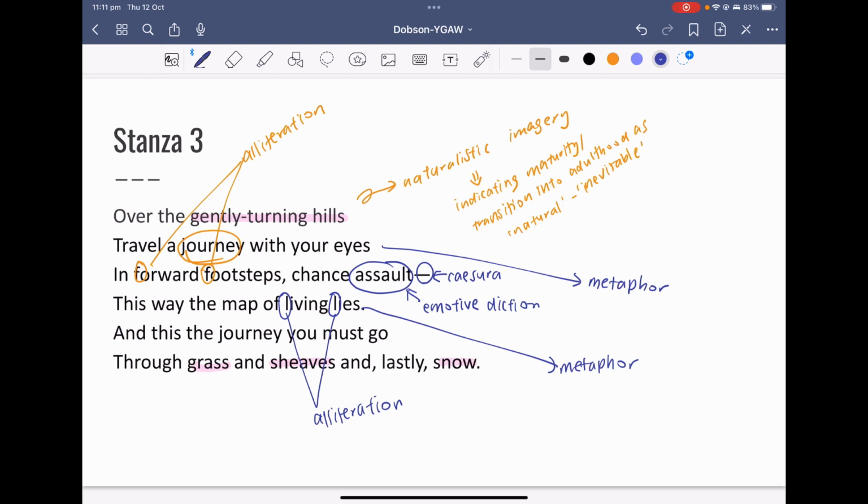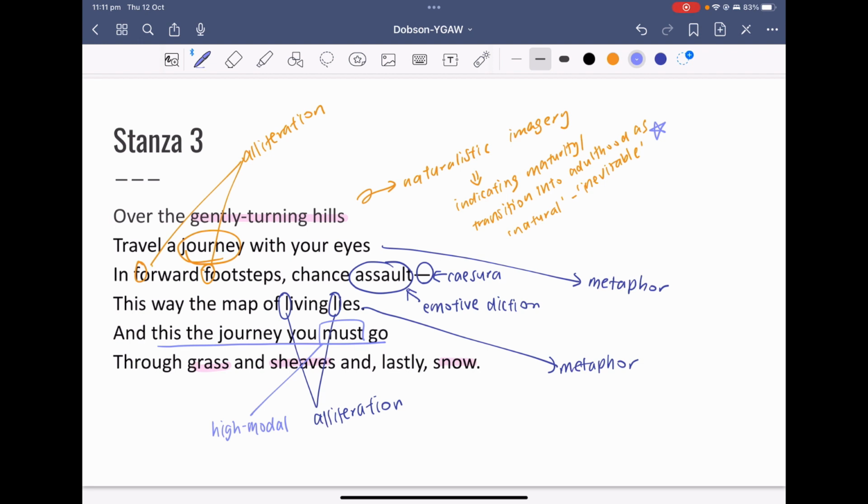And this journey, you must go. I think this is quite important. So, must. So the must here is high modal. So it's going back to the idea that we were talking about before in regards to the inevitability of maturity. It's not that you have a choice. You're not going to be like, oh yeah, I don't want to grow up or I don't want to mature. And you won't. It's kind of inevitable. Like you do need to deal with it.